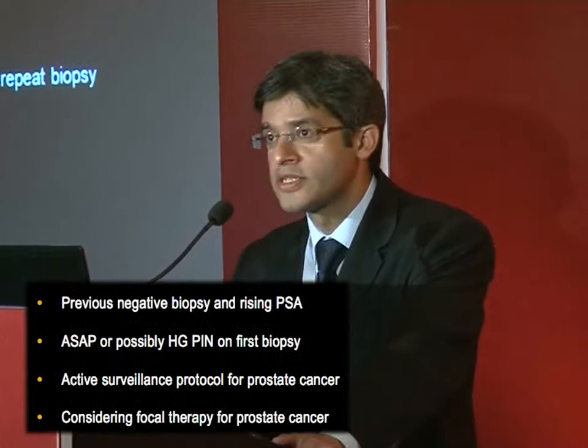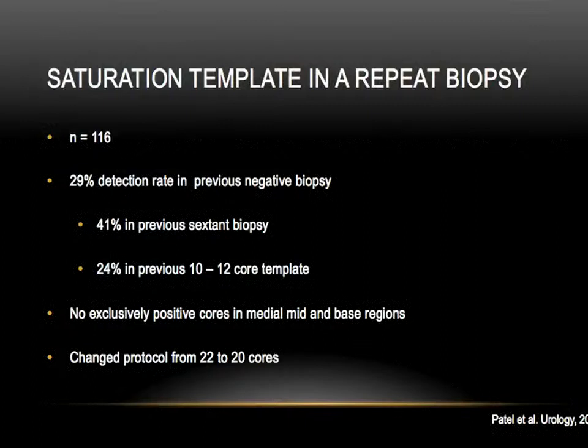Now, if you look at saturation template in a repeat biopsy, one of these studies from the Cleveland Clinic found that there was a 29% detection rate in patients who had a previous negative biopsy. If you considered patients who had a previous sextant biopsy, the detection rate was as high as 41%, as compared to 24% in patients who had had a previous extended scheme biopsy. So this is one more point in favor of using the extended scheme biopsy as the first biopsy.